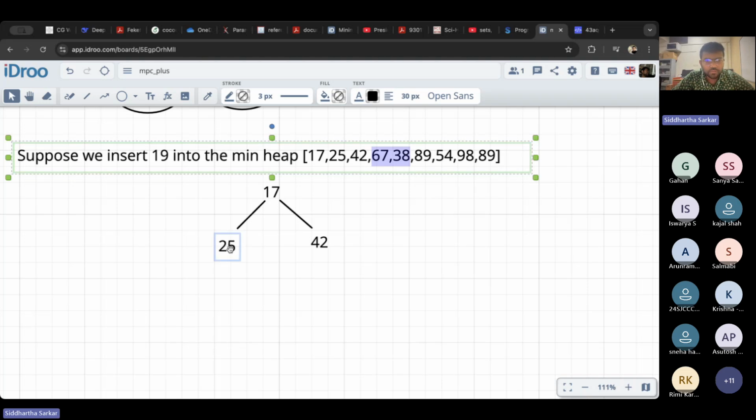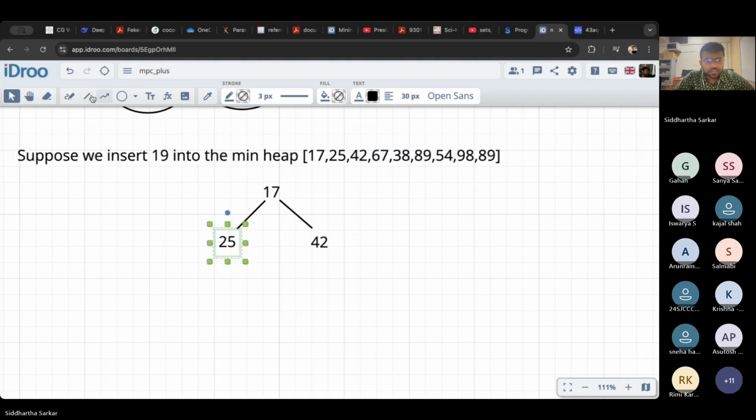Yes. We are going to go line by line. So if you have understood so far, you will be able to construct this min heap from the list representation.